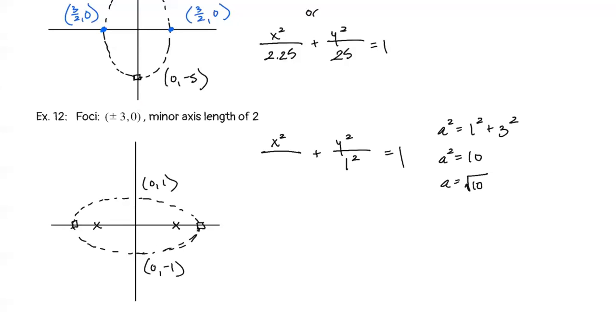And so you have a couple options. You can write this as square root of 10 squared, or you can say x squared over 10 plus y squared equals 1. Right? Either version would be fine.